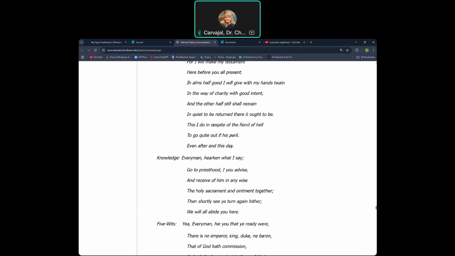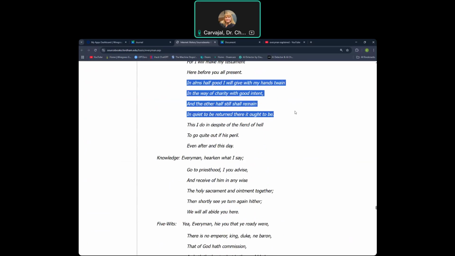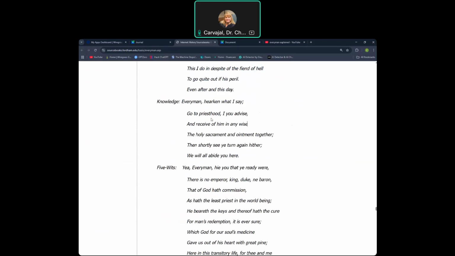And it says, in alms half good I will give with my hands twain in the way of charity with good intent, and the other half still shall remain in quiet to be returned where it ought to be. So in other words, in his will, he's giving away half of his gold to charity, and the other half is quietly returned where it ought to be. And so that's to get rid of all of Satan's influence because of all those worldly goods and the greed and stuff like that he had expressed.